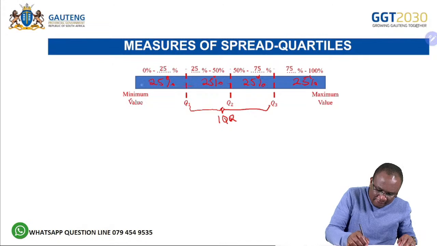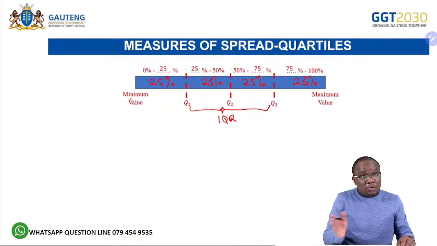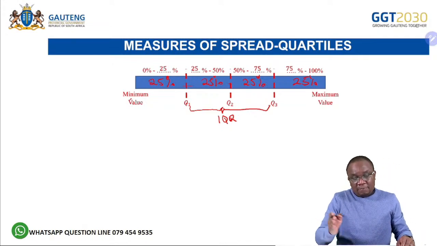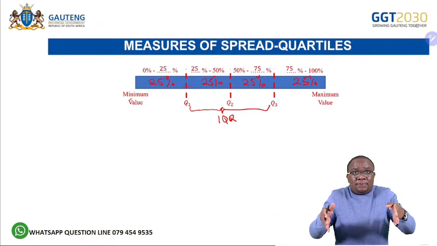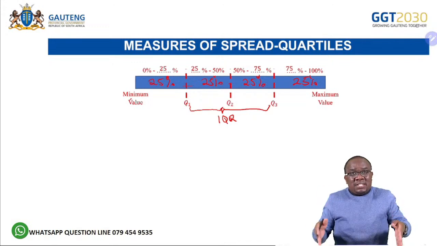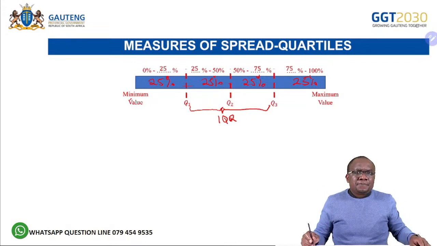25 plus 25 here is 50% below the median. 25 plus 25 above the median, 50%. 50% within the interquartile range there. From quartile 1 to quartile 3, that's 50%.